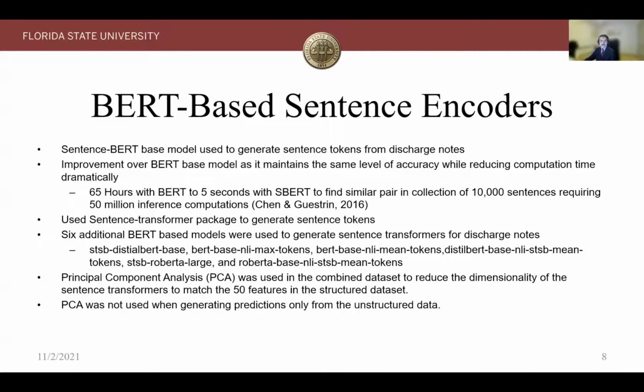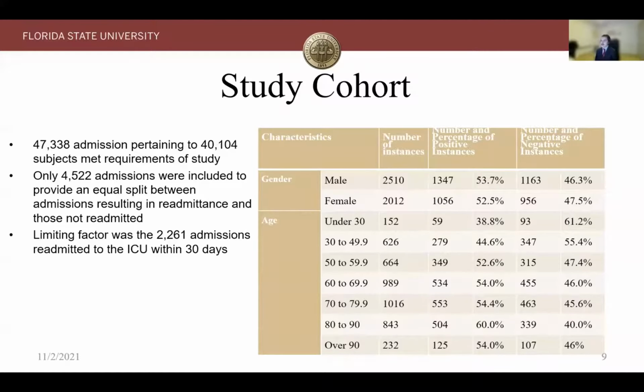Looking more closely at the study cohort, 47,338 admissions pertain to 40,104 subjects in the study. Only 4,522 of these admissions were included to provide an equal split between admissions resulting in readmittance and those not readmitted. The limiting factor was the 2,261 admissions that were readmitted within 30 days. The table on the right is a breakdown of positive and negative instances stratified by age and gender.